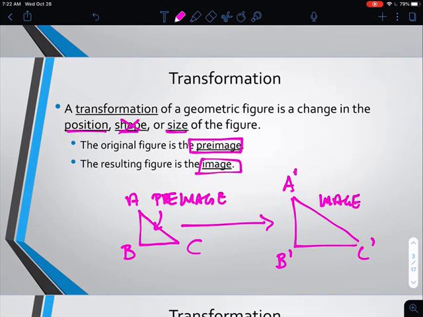You need to know those two terms because we're going to use those a lot in the homework, on the examples, and in the instructions. The quiz and test are going to talk about pre-image and image. You need to know what's going on there. So pre-image is the original, image is the new.